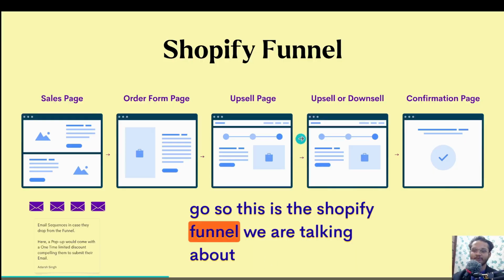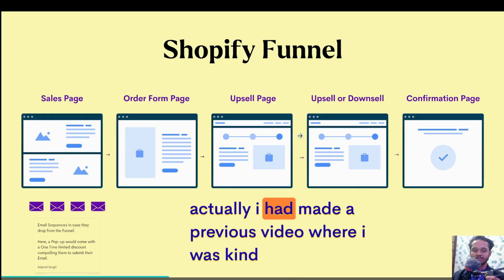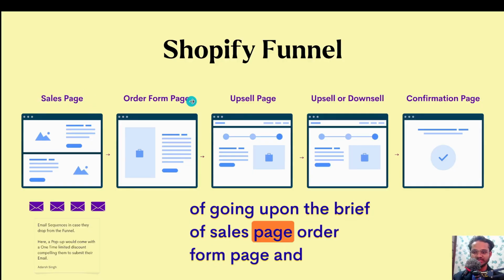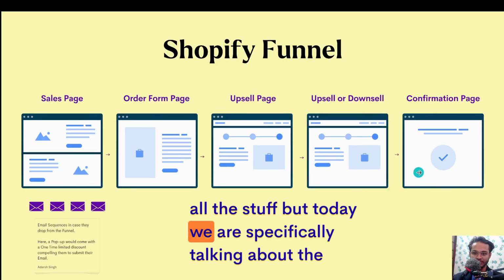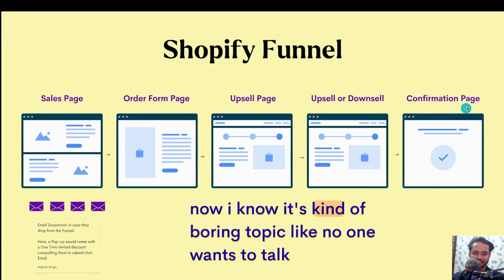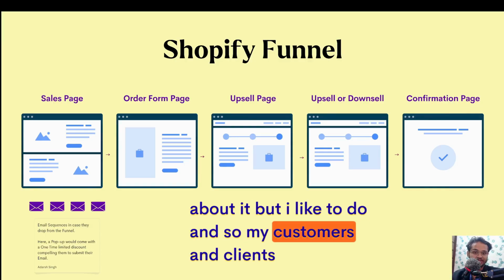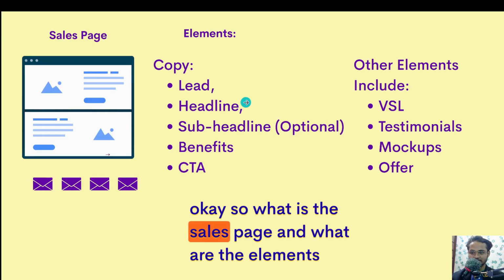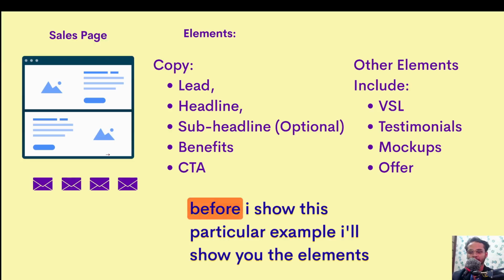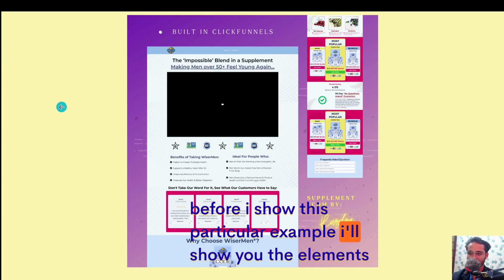So this is the Shopify funnel we are talking about. I had made a previous video where I went over the brief of the sales page, order form page, and all the stuff. But today we are specifically talking about the sales page. Now I know it's kind of a boring topic and no one wants to talk about it, but I like to, and so do my customers and clients. So what is the sales page and what are the elements you really need to have? Before I show this particular example, I'll show you the elements.